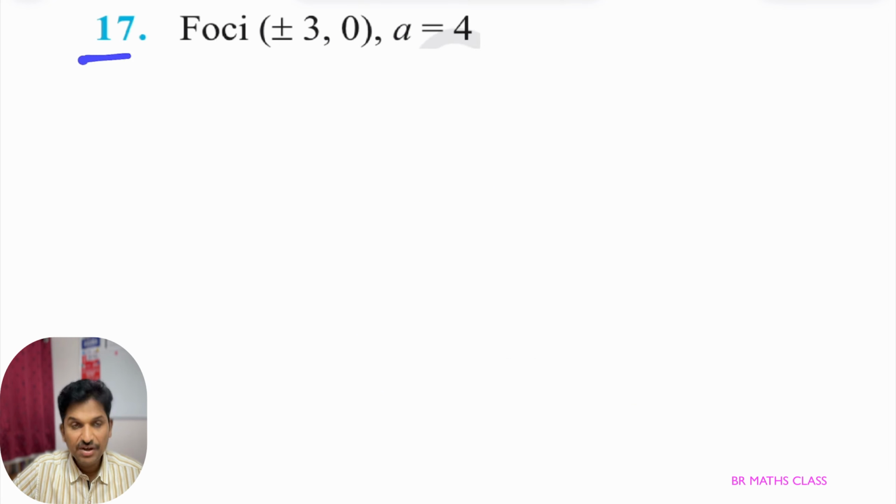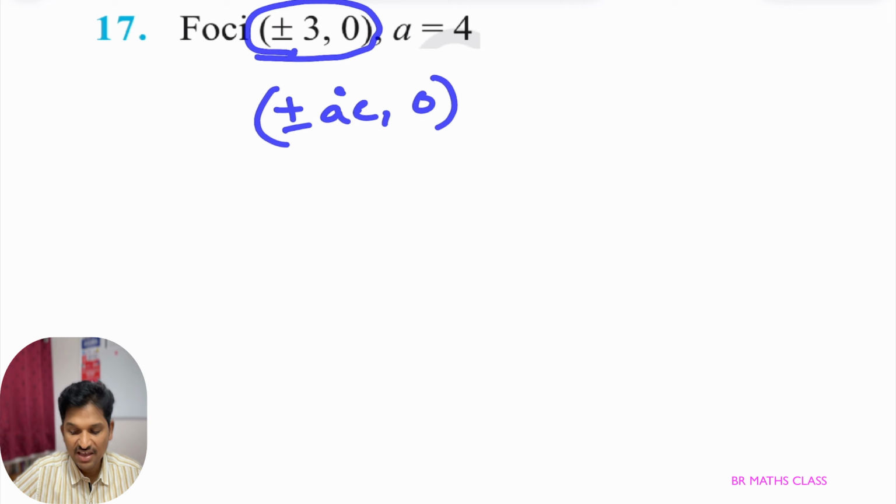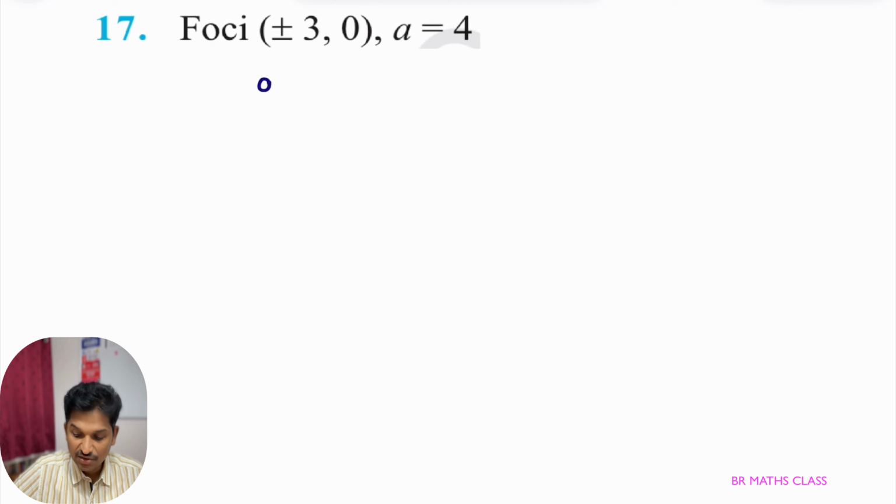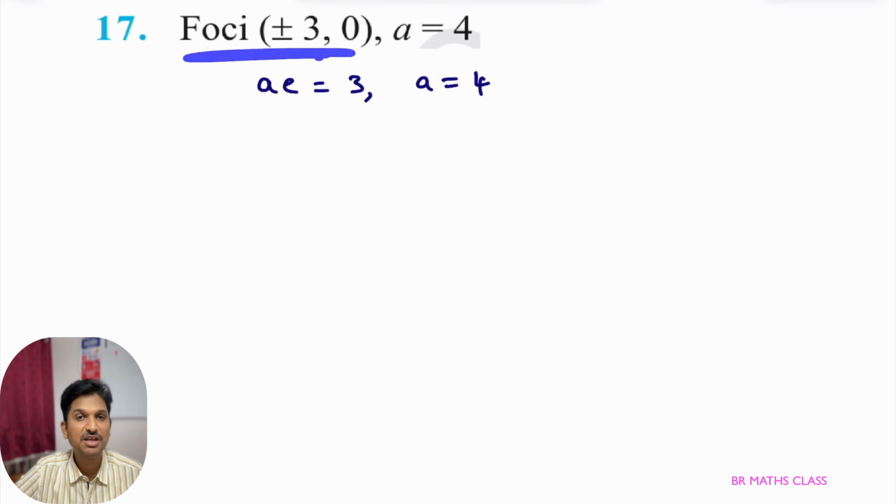Now 17th question. You need to find equation of ellipse when foci is plus or minus 3, 0 and a is 4. If you want to find equation of ellipse, you need a value, b value. A value directly given in the question, right? By seeing this foci, what you say? AE is 3 or BE is 3. Foci is plus or minus AE, 0 type. So AE is 3. So here we know AE is 3 and A is 4. This is first type of ellipse, plus or minus AE, 0.